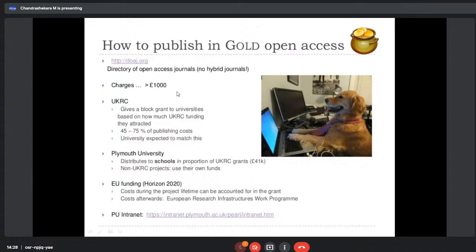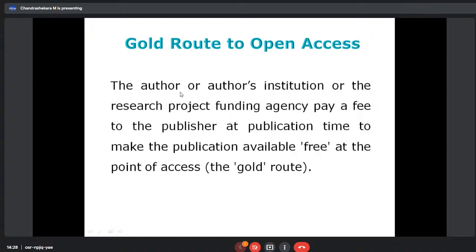Then, in the gold route to open access, the authors, their institutions, or the research project funding agencies pay. Sometimes, if you are doing the research under a project, then you can pay from your funding; your funding agency can pay. So apart from that project, you can pay your fee to the publisher at publication time to make the publication available, with the fee paid at the point of publication. This is what we can do.